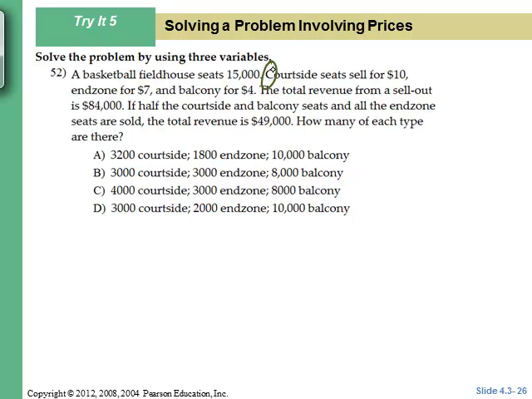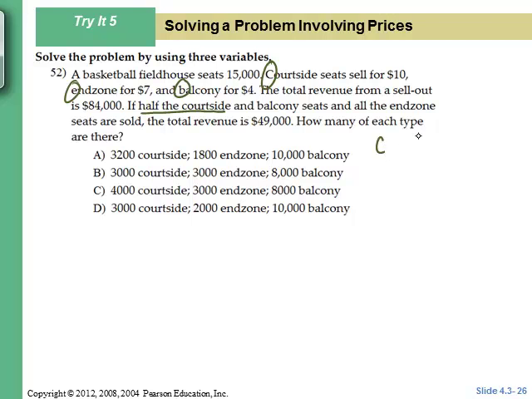You have courtside, end zone, and balcony. The total revenue from the sellout is $84,000. Half the courtside and balcony seats and all the end zone seats are sold. The total revenue is $49,000. How many of each type are there? Okay, it says there are 15,000 seats.